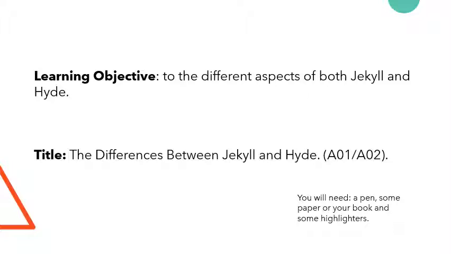You're going to need a pen, some paper or your book, and some highlighters. So go away and get those, write the title into your book or onto the paper and underline it, and then go on to the next slide.